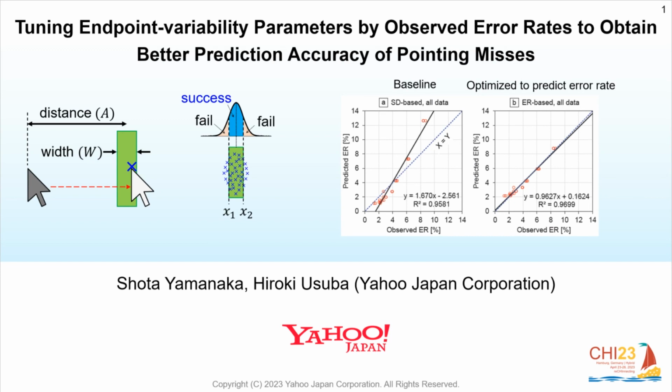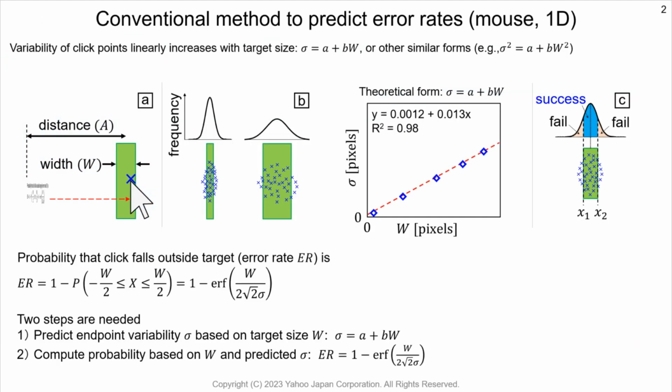In this study, we empirically compared two methods to predict error rates in target pointing tasks. In a conventional method to predict error rates using a mouse and 1D targets, we assume that click point variability sigma linearly increases with the target size W. Then we can compute the probability that a click falls outside the target using the Gaussian error function. So we need two steps, predicting the endpoint variability sigma and computing the error rate based on the target size and predicted sigma.